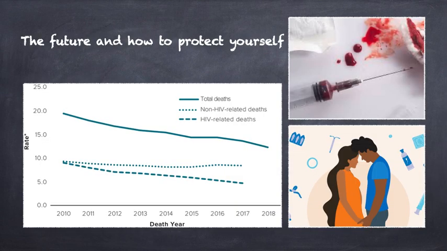Now, the future and how can we protect ourselves? As you can see from this graph, HIV-related deaths have declined very significantly over time. However, infections have increased, or the number of infected has increased. So, the best way to protect yourself is to practice safe sex and stay away from coming into contact with somebody else's blood or bodily fluids. And if you want to fight against the disease, then just follow these steps, and one day we can finally eradicate it.